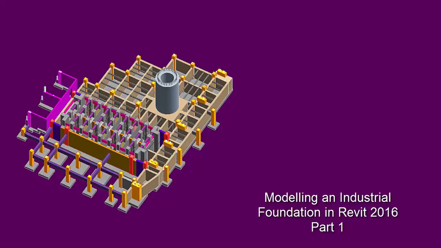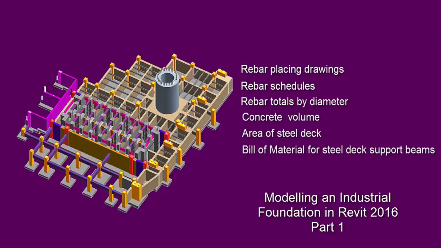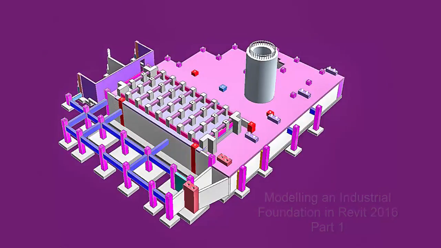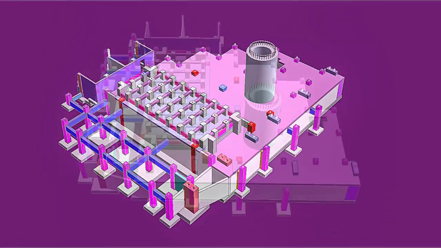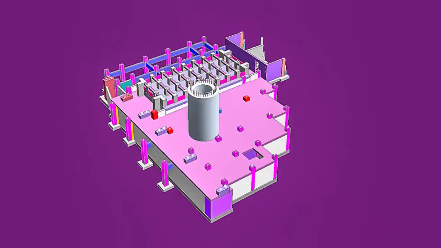The package includes rebar placing drawings, rebar schedules, rebar totals by diameter, concrete volume, area of steel deck, bill of material for steel deck support beams, and a bill of material for anchor rods. All the drawings for this foundation were drafted with AutoCAD in a 2D format. Drafting is a laborious process of drawing plans and sections line by line and then annotating them with manually typed descriptions.